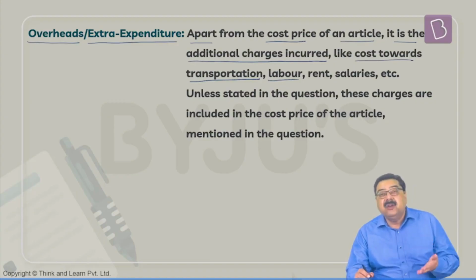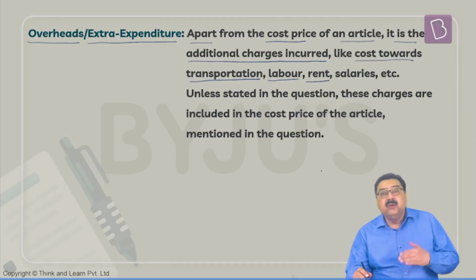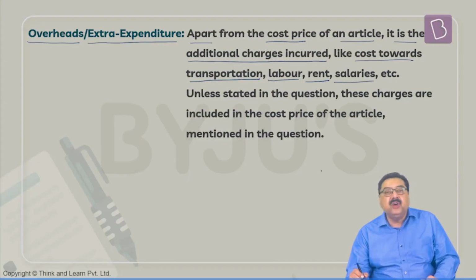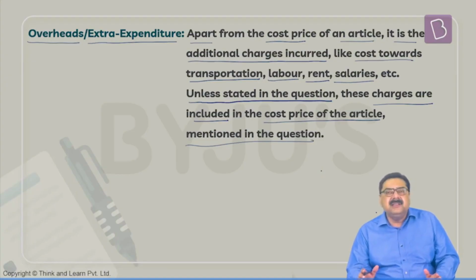Let us say that you're staying on the second floor. You want some people to pull it up or carry it upstairs. You would pay them as well. So labor. You would be paying rent of your shop if at all you are into a business. You would be paying salaries to your employees, etc. Unless stated in the question, these charges are included in the cost price of the article mentioned in the question. So whenever a question suggests that this is the cost price of an item, it will include the overheads or extra expenditure incurred on that article.